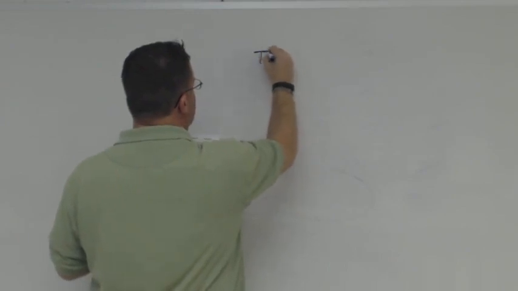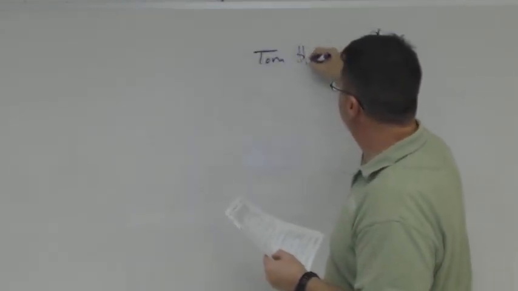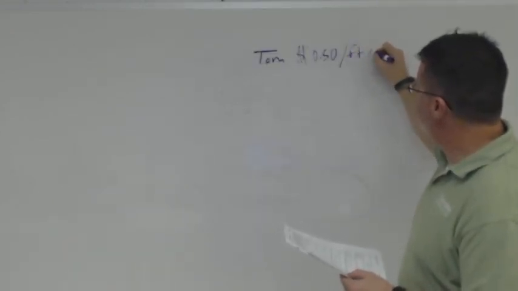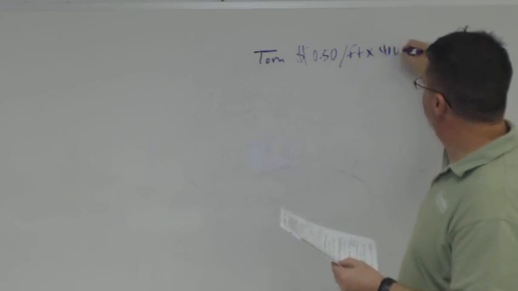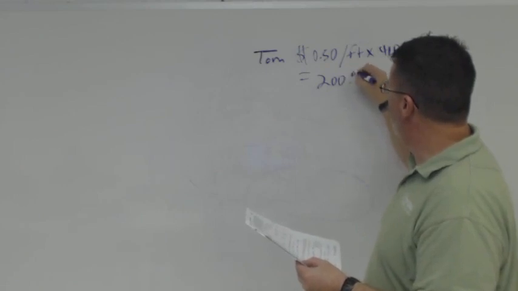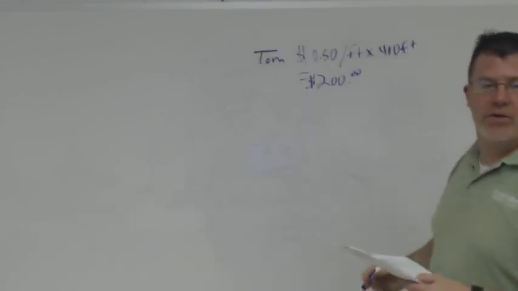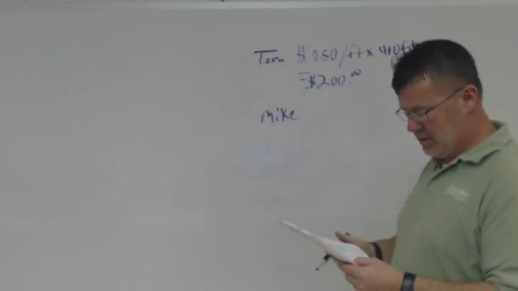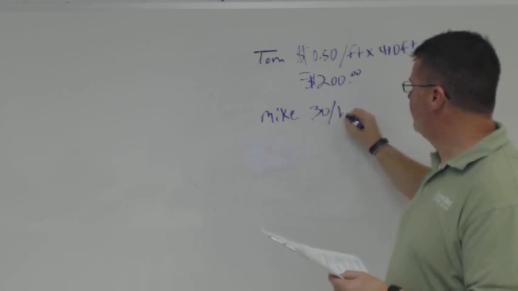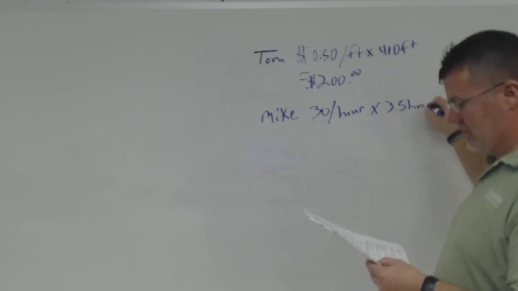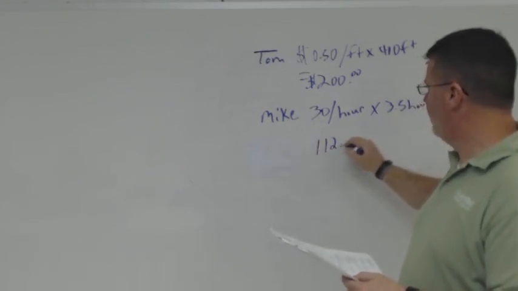Let's do it. All right. Tom is 50 cents per foot times 400 feet equals $200. Not bad for an afternoon. Mike, he's 30 an hour times 3.5 hours. I got 112.50.